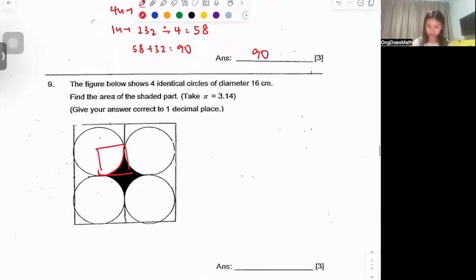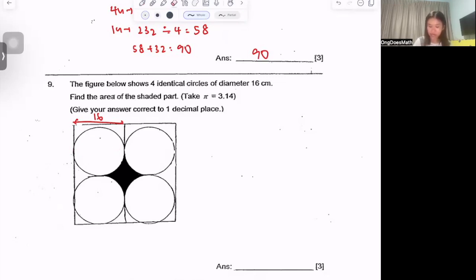Question 9. The figure below shows 4 identical circles of diameter 16 cm. Find the area of the shaded part. So we are given that diameter is 16 cm. So where is 16 cm? 16 cm is here, right? Which means here is 16.